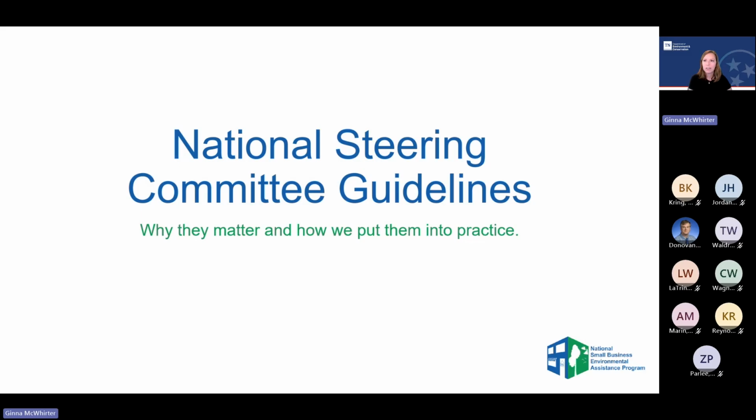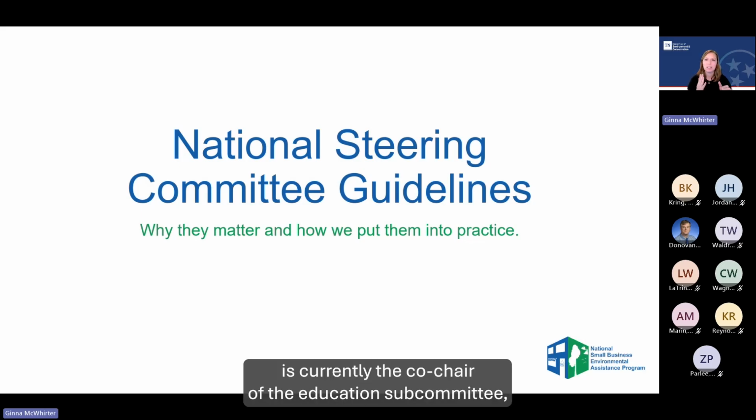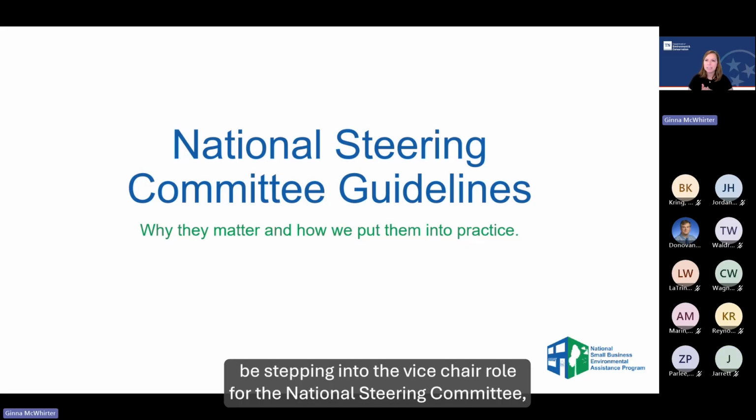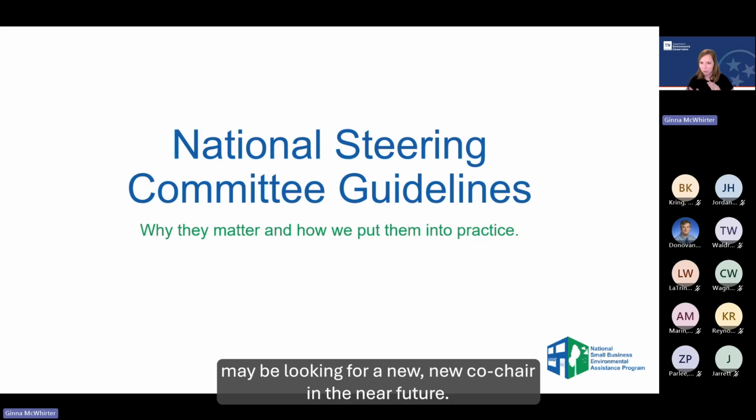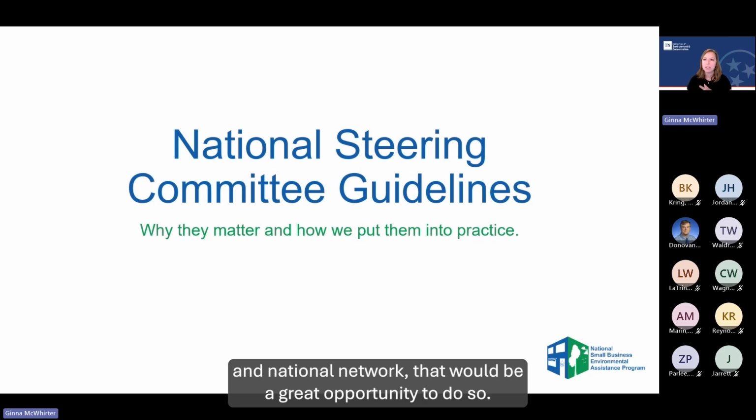Also, Derek Bozell is currently the co-chair of the Education Subcommittee. But since he'll be stepping into the vice chair role for the National Steering Committee, the Education Subcommittee may be looking for a new co-chair in the near future. So if you'd like to get more involved with the National Steering Committee and National Network, that would be a great opportunity to do so.